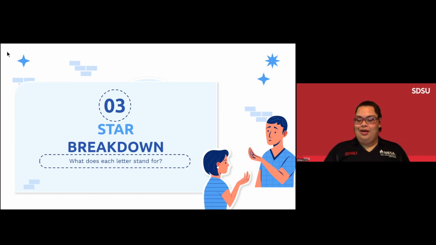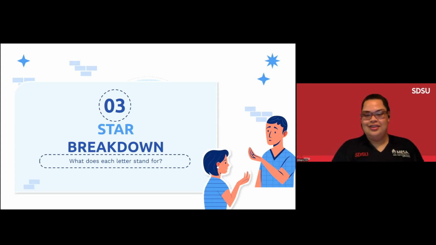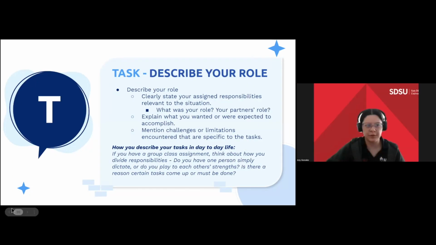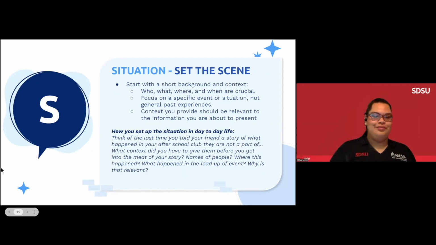We're going to quickly go through what each letter means and what exactly each letter is looking for. And then after this, we'll go ahead and try a STAR activity and see how well we can reformat information.